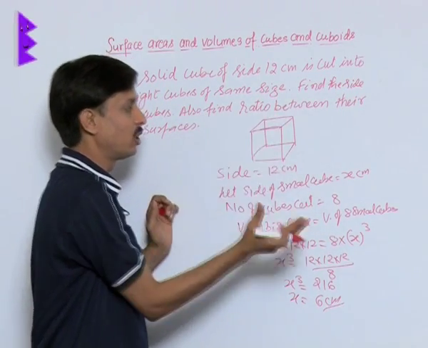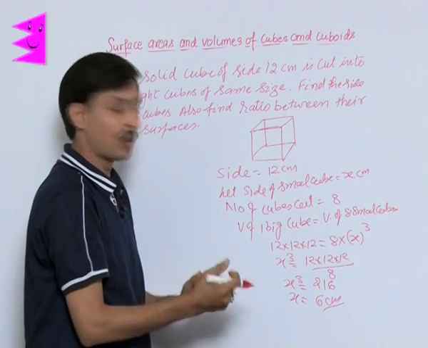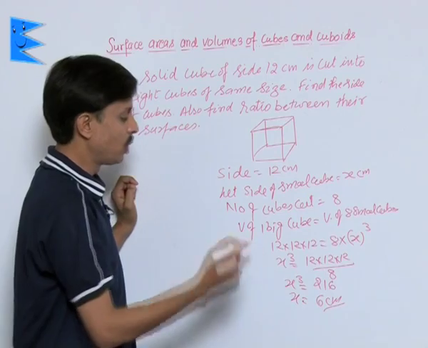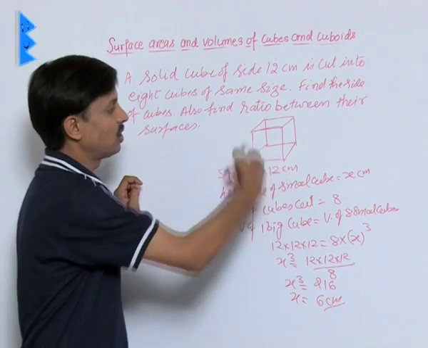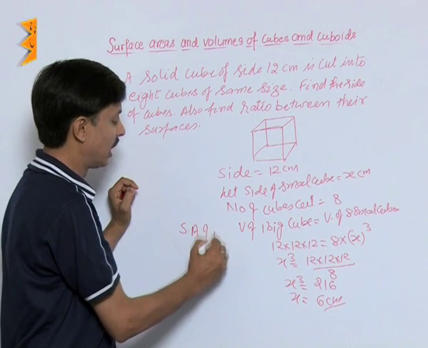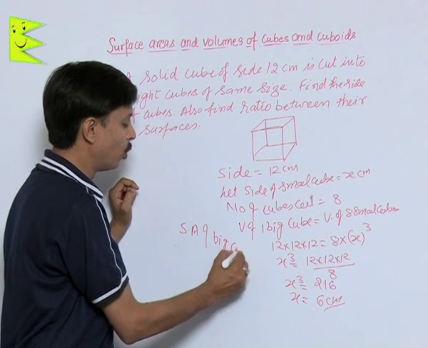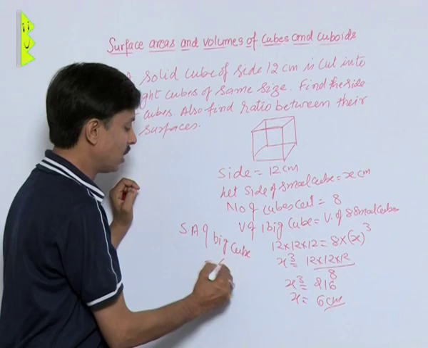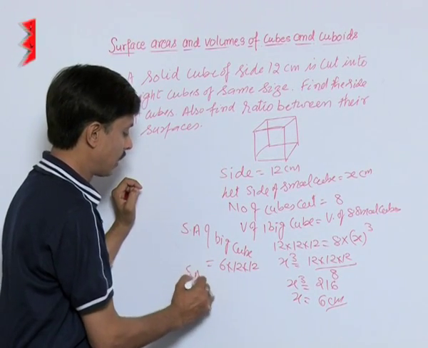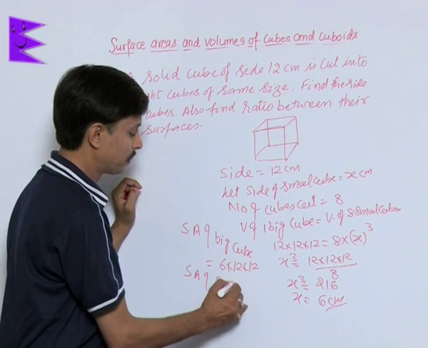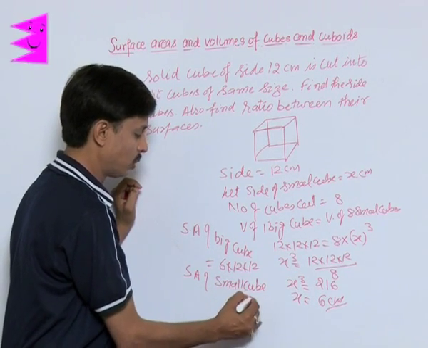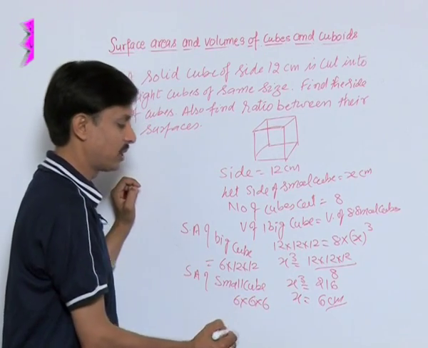Also find the ratio between their surface areas. How to find that ratio of surface area? Surface area of the big cube will be 6 into 12 into 12, and surface area of a small cube will be 6 into side square. Side is also 6.